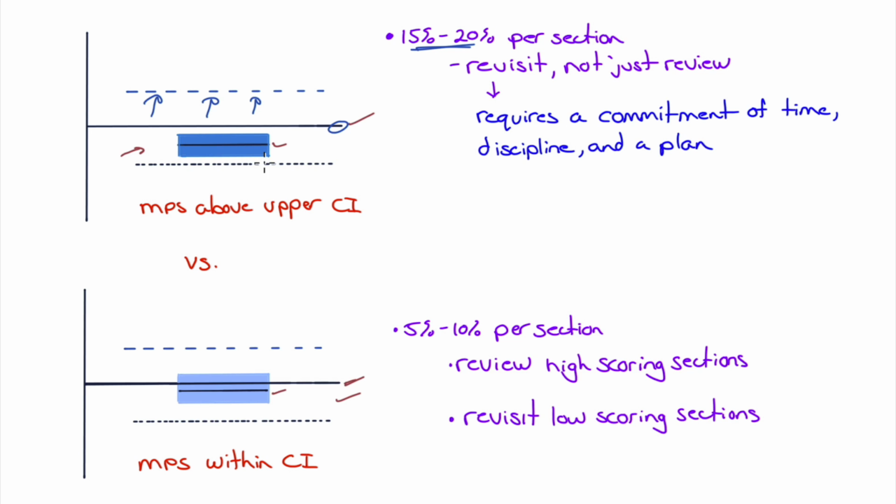You want to have the lower part of this bound up here. You don't want to just get your score at the minimum passing score. You want to get the lower bound above the minimum passing score. You're going to have 15 to 20% per section. That's your goal. So you're revisiting the readings. You're not just reviewing them.